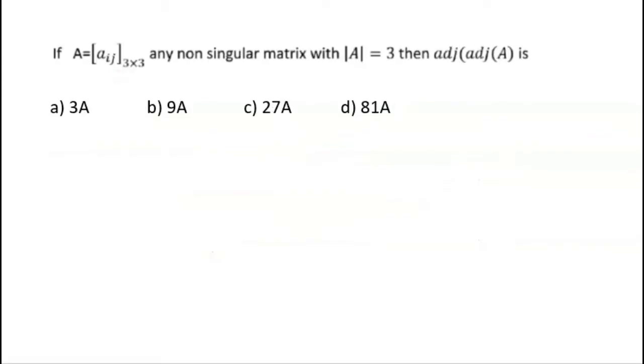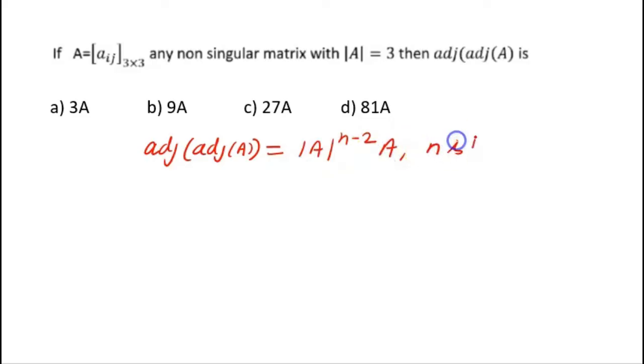Let us move to the next question. In this question, they are asking me how to find the value of adjoint of A. And this is also a memory based question. So to answer this, you have to remember that adjoint of A is given by determinant of A to the power n minus 2 into A, where n is the order or size of the matrix.